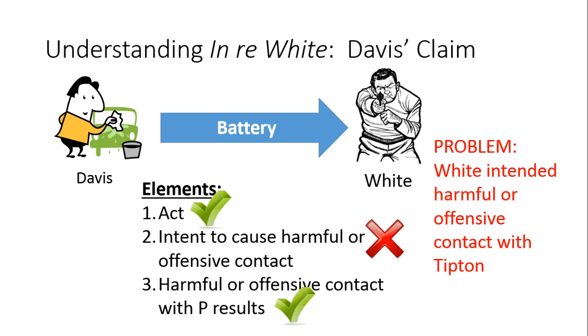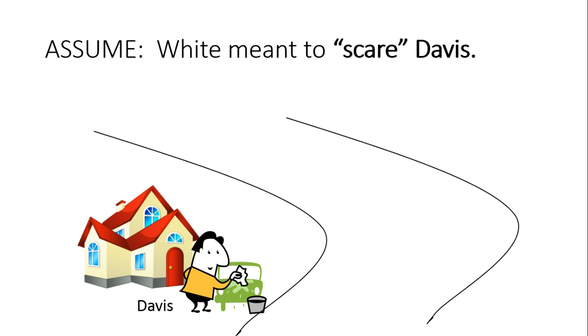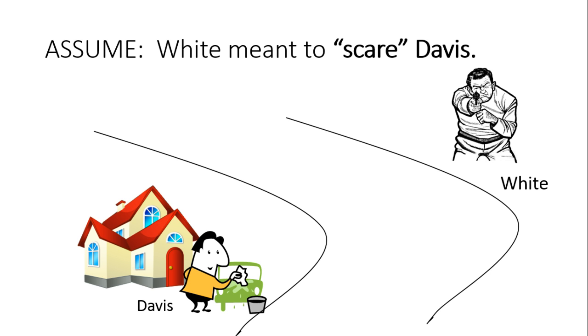All right, so what we're going to do is work through a few permutations of the facts to show you the doctrine of transferred intent. So for this first one, I want you to assume that White meant to scare Davis. That was his desire. White means to scare Davis. All right, so if that's what's intended to happen here, let's look at the claim when he actually does in fact shoot Davis. How do we go about using transferred intent to succeed in recovering in battery?